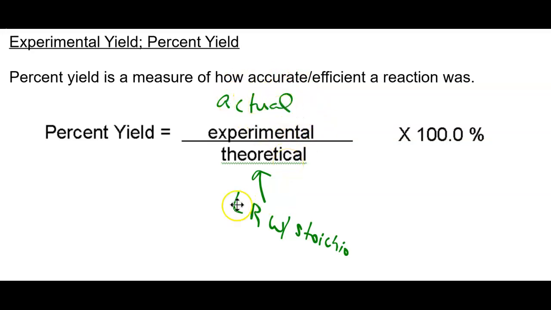Theoretical, remember, has to come from the limiting reactant. So in theory, what should we have gotten had we not had any kind of experimental or human error whatsoever? So actual or experimental goes on top, and it's what we actually get in the experiment. Theoretical is using stoichiometry starting with the limiting reactant. Using stoichiometry starting with the limiting reactant, how much of that substance should we get? Divide those two numbers and multiply by 100.